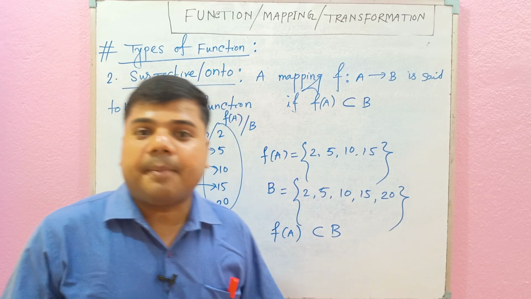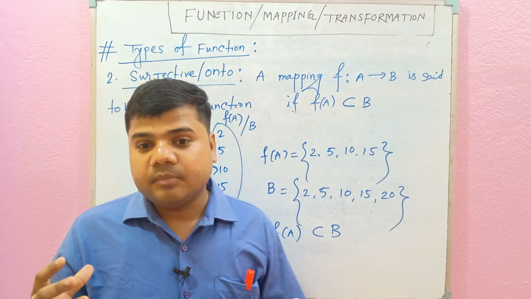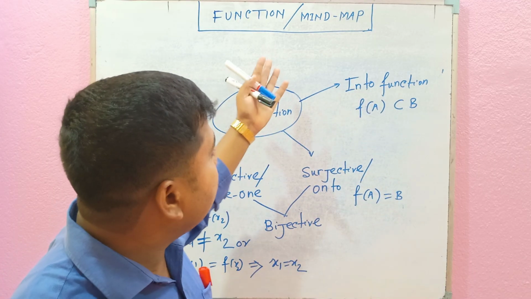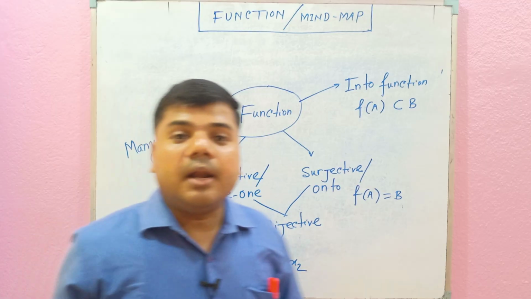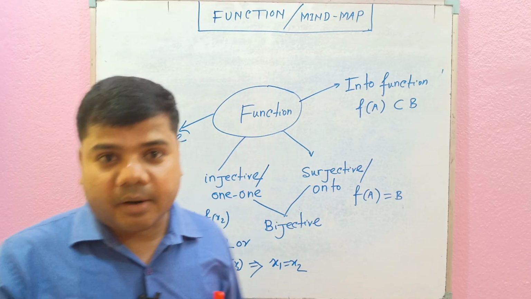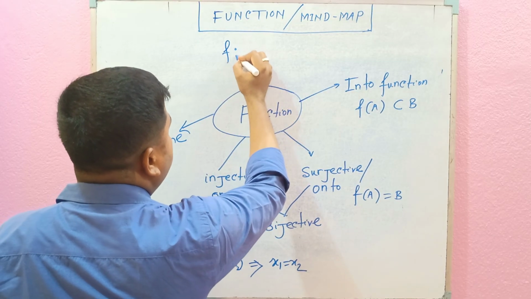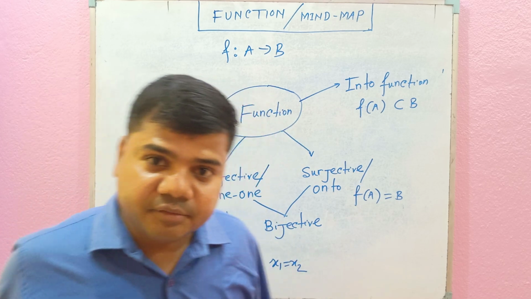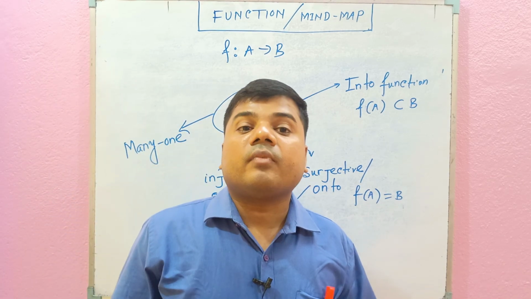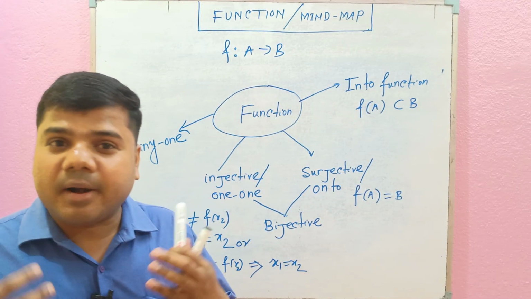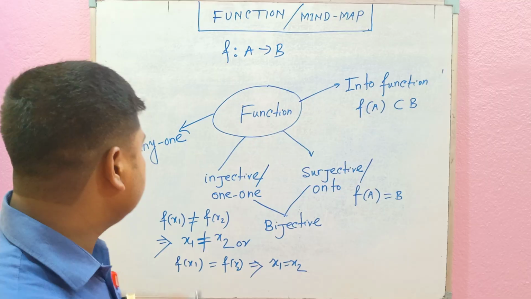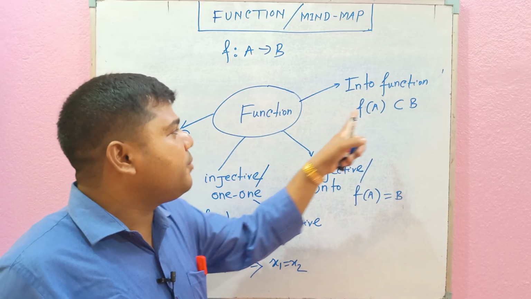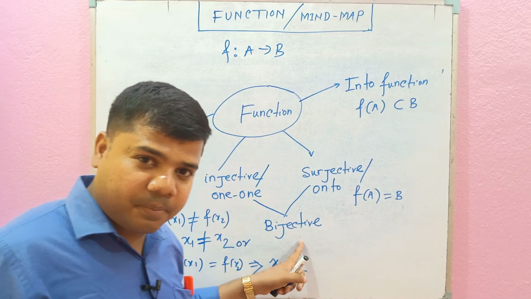Next, we will discuss this by using a mind map. Now, we will discuss various types of function by using a mind map. First of all, function. Let A and B be non-empty sets. A function F maps A to B is a rule that assigns each element of A a unique element in B. Types of function are many, such as injective, surjective, into function, many-one function, bijective function.